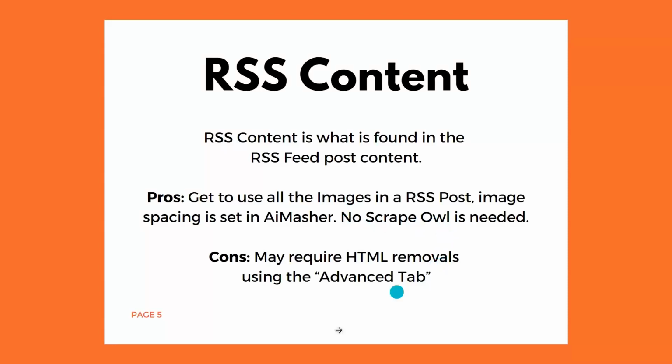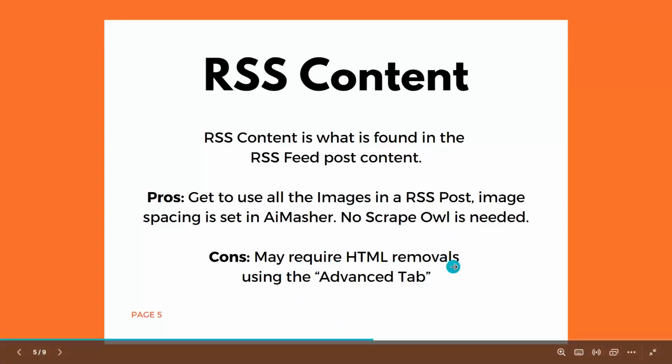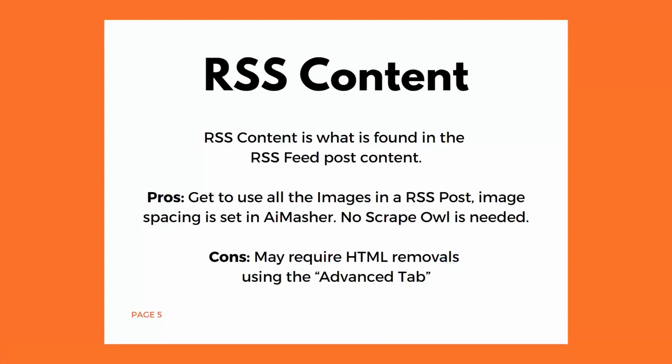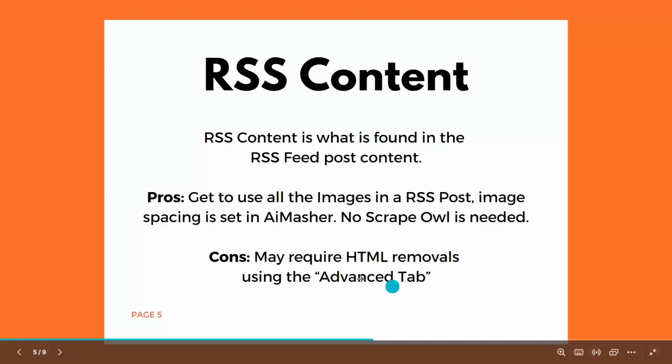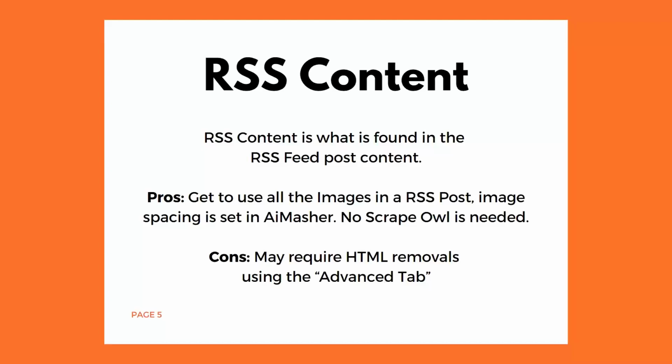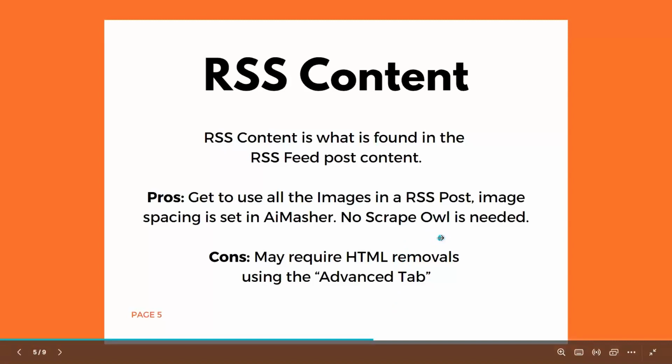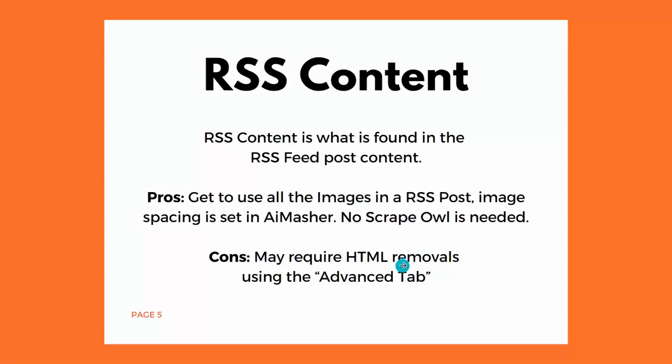Now, the caveat, the con, is it may require some removal of content from the HTML itself, taking out some advertisements, some citations, some internal linking that they do inside of RSS posts. You can remove them with the advanced tab. This show is not about using the advanced tab, although we're probably going to do that in the mastermind if we do a Facebook group with it. I'm going to show you a trick on how to decide whether you want to scrape it or use the advanced tab. And I don't like using the advanced tab. I'm not very good at it.